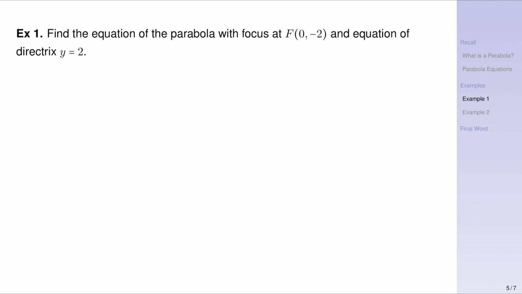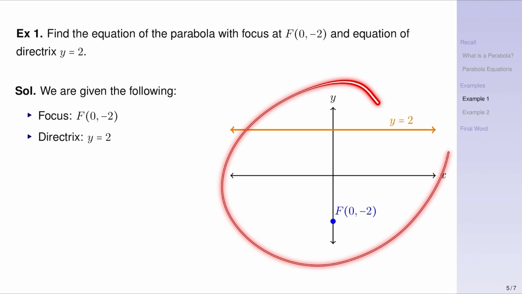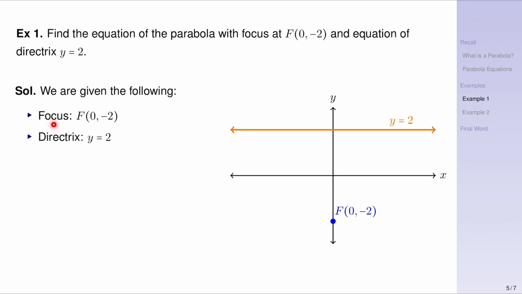For our first example, our goal is to find the equation of the parabola with focus at the point (0, -2), and equation of directrix given by y = 2. In solving this one, my suggestion is that you first plot what you have into our graph. So we would have this thing out here. From the given, we know that the focus is this, the directrix is this. The focus would be located out here, and the directrix is a horizontal line since it is given by y equal to a constant.